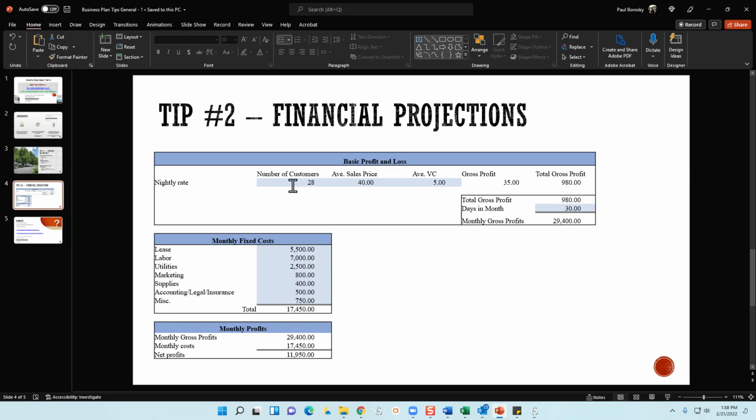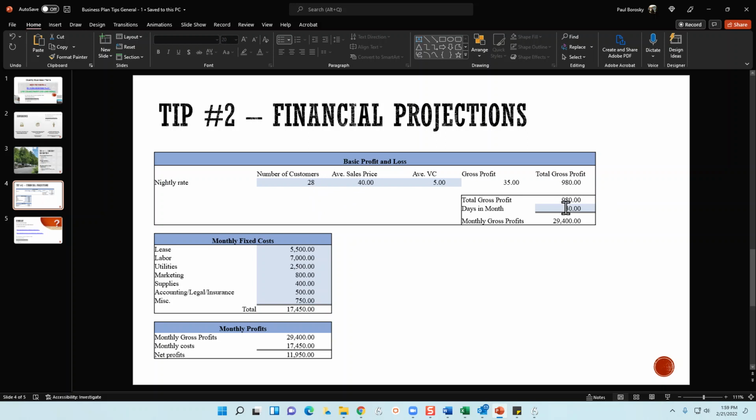So for example, in a nightly rate, the number of customers for this hypothetical company that we expect to get in the door on a daily basis is 28. The average sales price per night is about $40. Variable costs might include your utilities, hookups, or what have you. So whatever your variable costs are going to be, make sure to document it there. Your gross profit is calculated simply by subtracting your variable costs from your sales price, which gives us $35. For the total gross profit, we take that $35 and multiply it by the number of customers, which is 28. This gives us a total gross profit on a daily basis of $980.